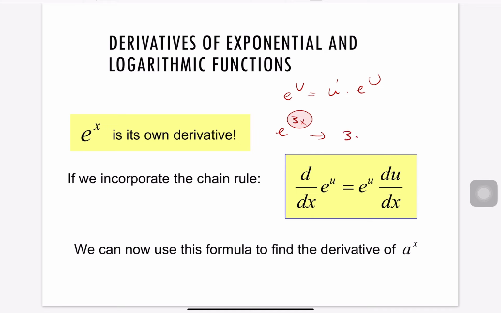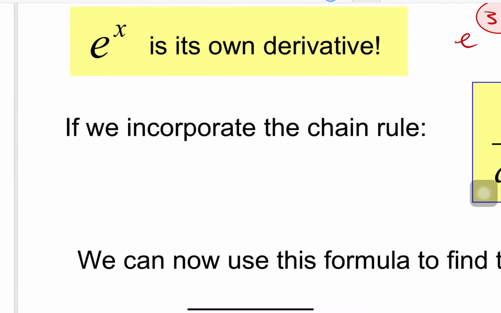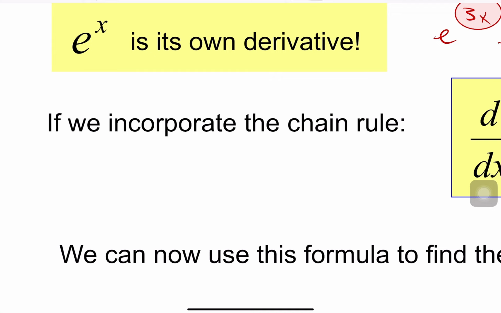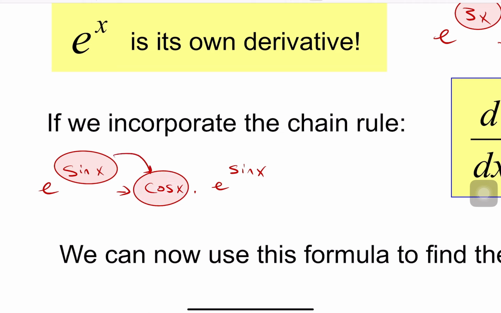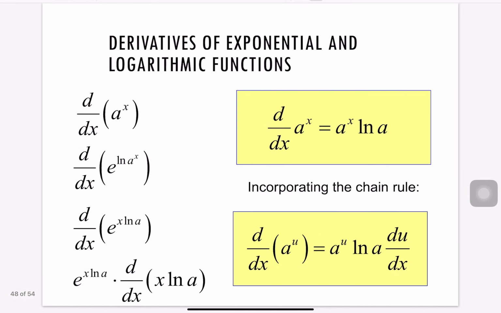It will be 3, and e, we write the same: 3 e power 3x. Or another example, a harder example, e power sinus x. The derivative of sinus x is cosinus x, then multiply e power sinus x. Then we have to find that this is the derivative of this, and the other one will be the same. And if we have a power x, very, very important, then we have to write a power x again and multiply ln a.